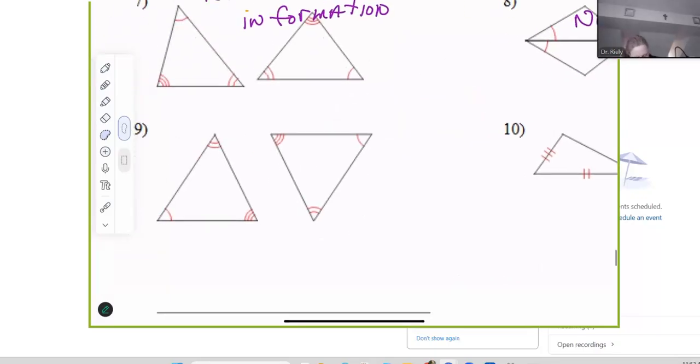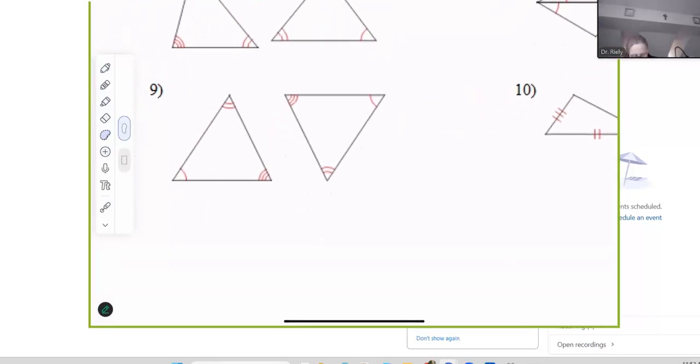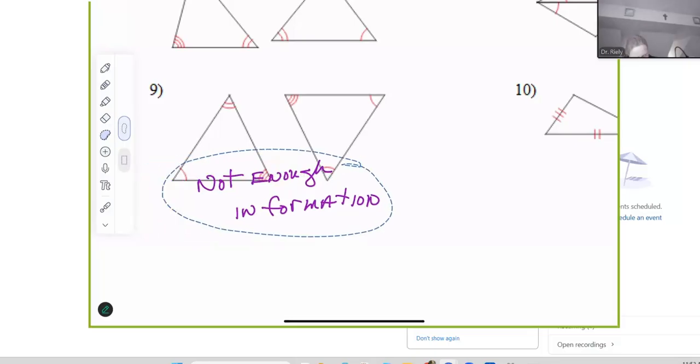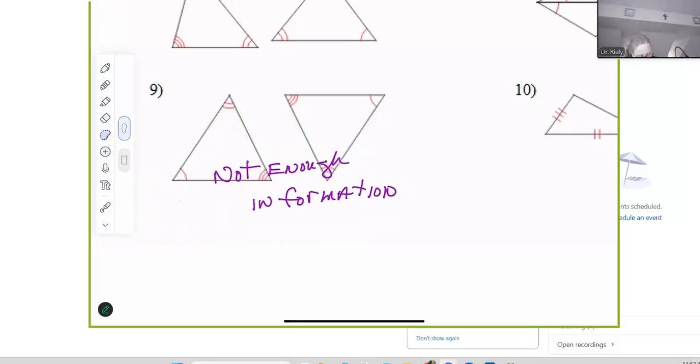Okay, then over here I have another case of all angles. Remember, I can't do that. I can't prove congruency that way. So that's good as well.